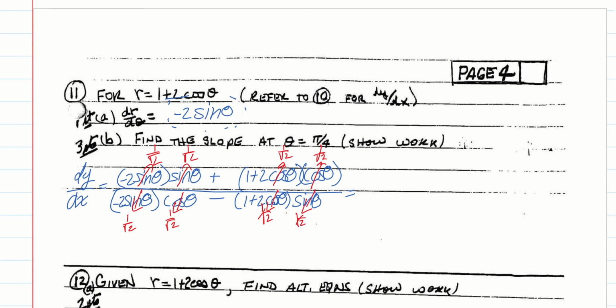All right, so then I can plug this in as, this would be negative 2 over root 2 squared, which is just 2, plus 1 plus 2 root 2 times root 2, 1 over root 2. All over, this is negative 2 over 2 minus 1 plus 2 over root 2, 1 over root 2.